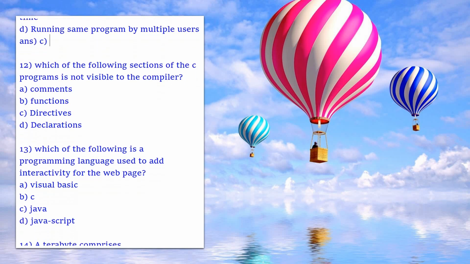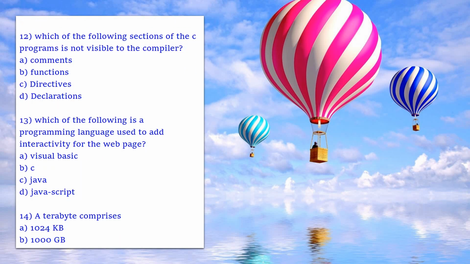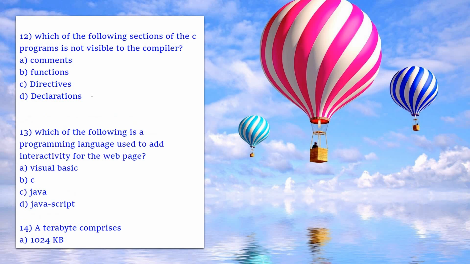The next question is, which of the following sections of the C program is not visible to the compiler? So the first option is comments. The second option is functions. Functions are visible to the compiler, as are directives and declarations. But comments are not visible to the compiler. So option A, the comments, is the correct answer for this question.